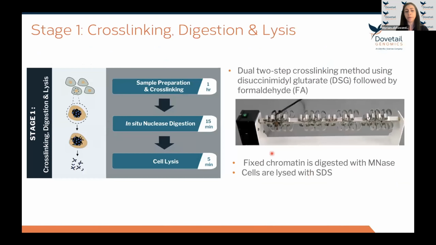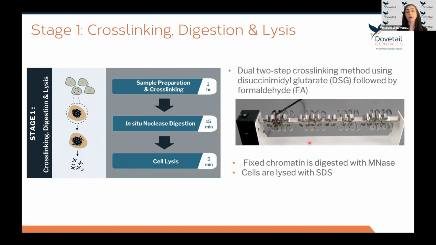Starting with stage 1. So in stage 1, the chromatin is fixed in the nucleus, then digested with MNase. Following digestion, the cells are lysed with SDS to extract the chromatin fragments. We use DSG and formaldehyde for cross-linking in a 2-step cross-linking strategy. So DSG has a longer spacer arm. It's a strong protein-to-protein cross-linker, and it allows us to capture large protein complexes. So when you use DSG in conjunction with formaldehyde, we're increasing the long-range information captured in the library.